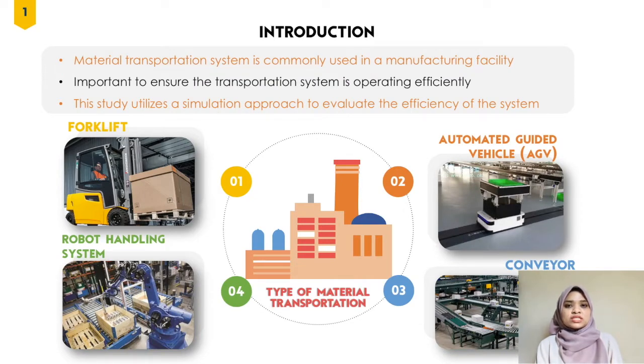Material transportation system is commonly used in a manufacturing facility. It is important to ensure the transportation system is operating efficiently so that manufacturing performance could be increased. This study utilized a simulation approach to evaluate the efficiency of the system. There are a few types of material transportation in a manufacturing facility. Examples of material transportation are forklift, automated guided vehicle, conveyor, and robot handling system.